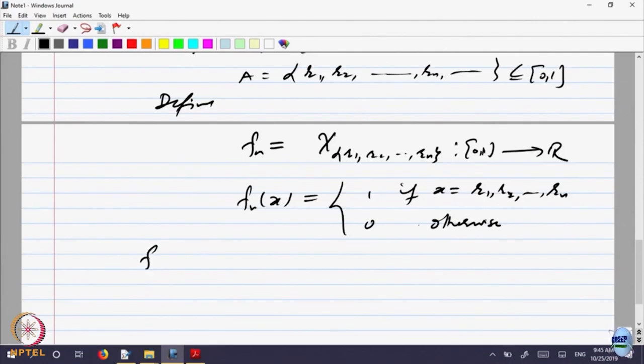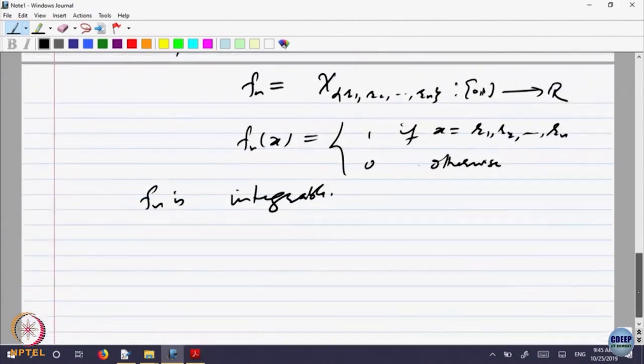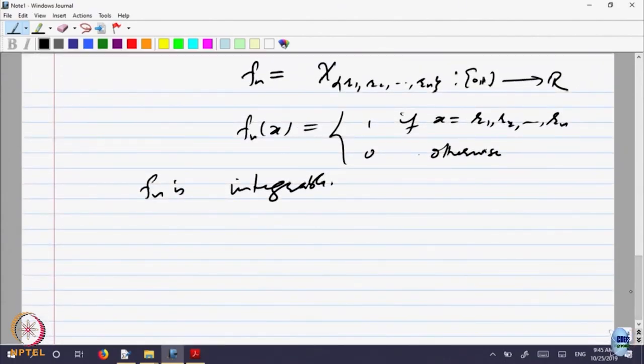Then each f_n is integrable. Right, because each f_n is a function which has discontinuities only at the points r_1, r_2, ..., r_n. Everywhere else it is a constant function, 0, and only at these points the value is 1. So, it has only jump discontinuities at this finite number of points. So, it is a finite number of discontinuities. So, f_n is integrable. Okay.